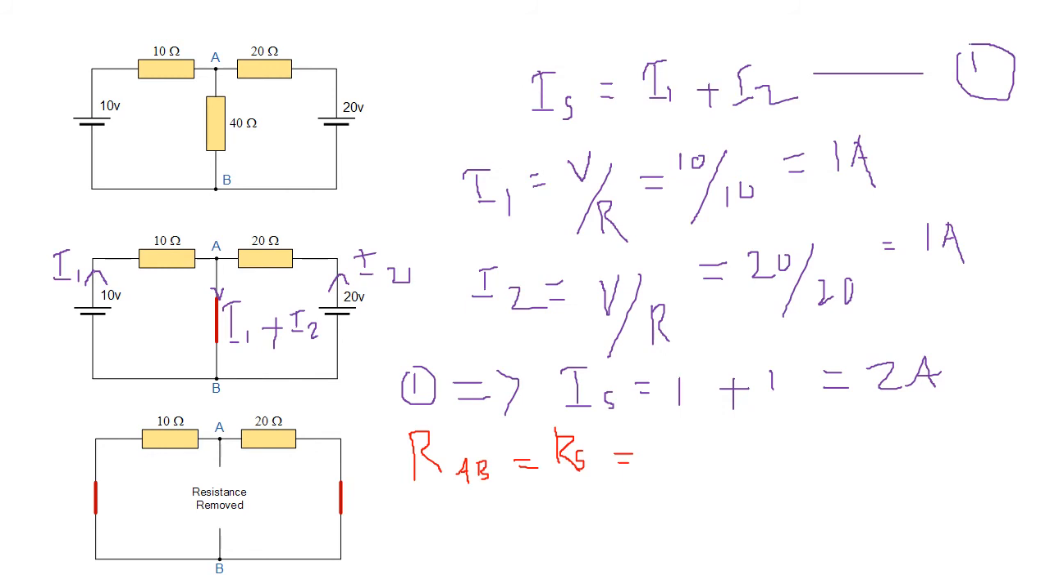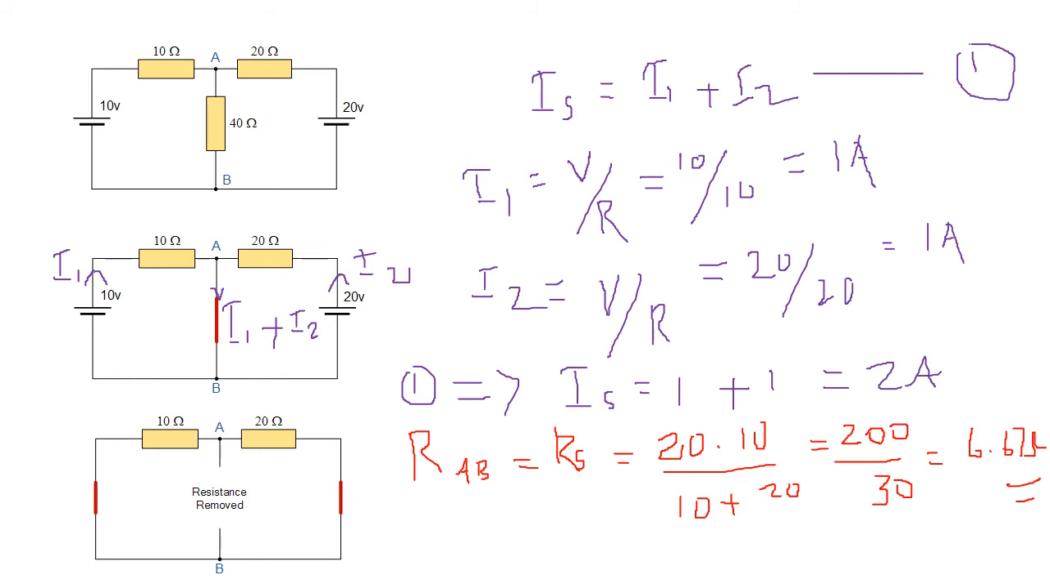Here 10 ohm and 20 ohm are in parallel form. So there is an equation to find the equivalent resistor when two resistors are connected in parallel form: product of the two resistors over the sum of the two resistors. So 200 over 30, that will be equal to 6.67 ohm.